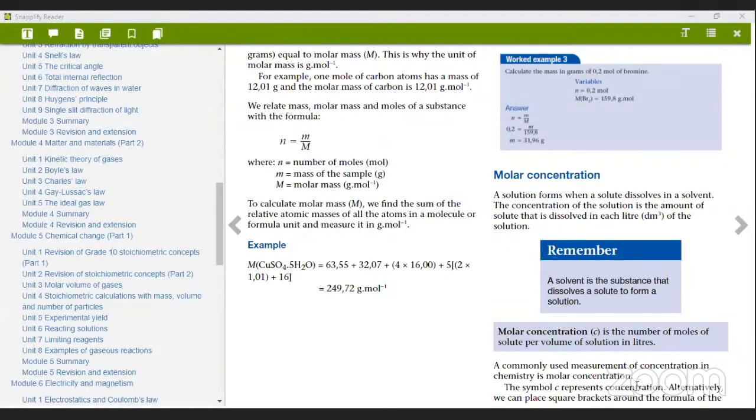A commonly used measurement of concentration in chemistry is molar concentration. The symbol C represents concentration. Alternatively, we can place square brackets around the formula.